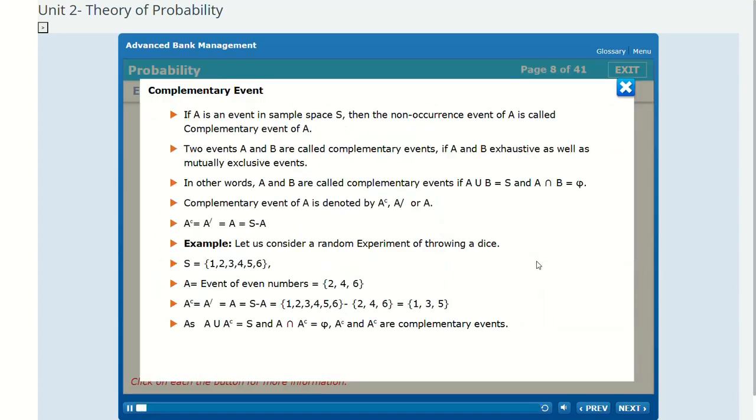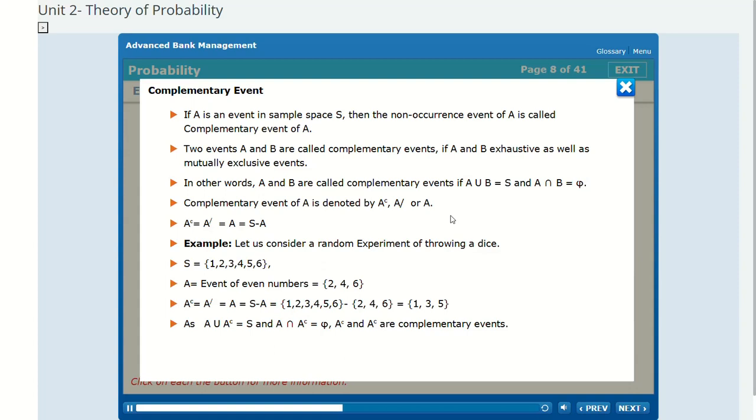Complementary event. If A is an event in sample space S, then the non-occurrence event of A is called the complementary event of A. Two events A and B are called complementary events if A and B are exhaustive as well as mutually exclusive events. In other words, A and B are complementary events if A union B equals S and A intersection B equals phi. The complementary event of A is denoted by A complement, A bar, or A prime: A complement equals S minus A.